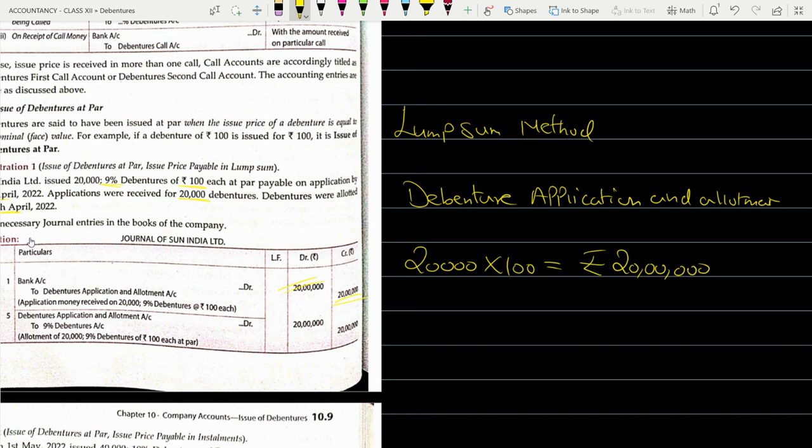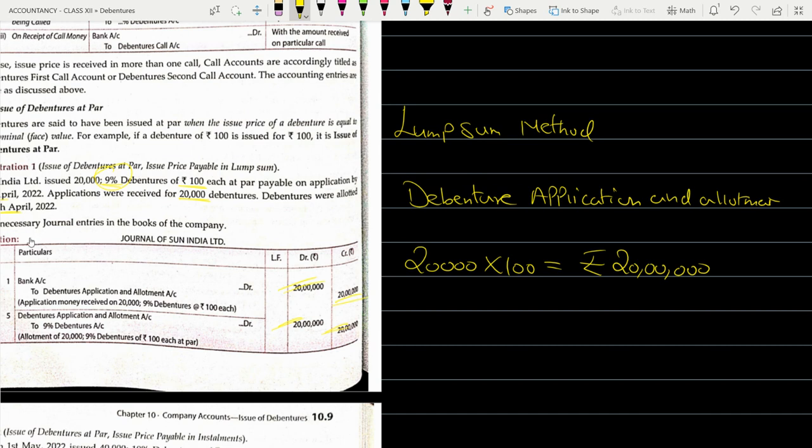Like how we transfer the amount received on application to the share capital in case of shares, in debentures we need to transfer that amount to the percentage of debentures. So here it is mentioned as 9% debentures. So the entry should be debenture application and allotment account debited to 9% debentures account. The same amount of rupees 20 lakhs will get transferred. But you have to be very careful in two things.